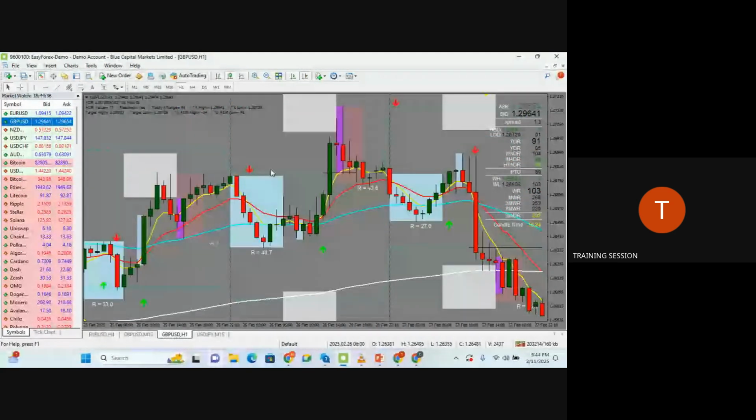Now, tell me the name of these three. Tell me the name of the three here. We have a long bullish candle, followed by a small indecision candle, then a bearish candle. Tell me the name of the three.